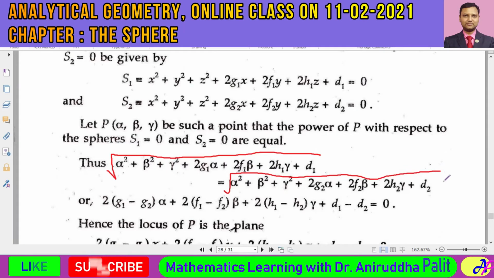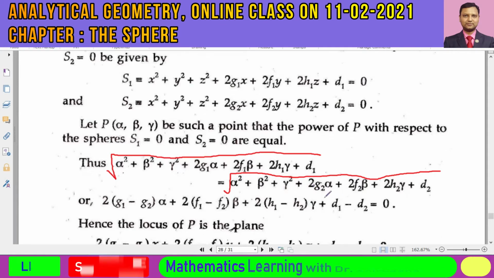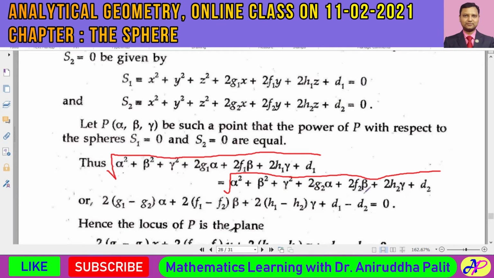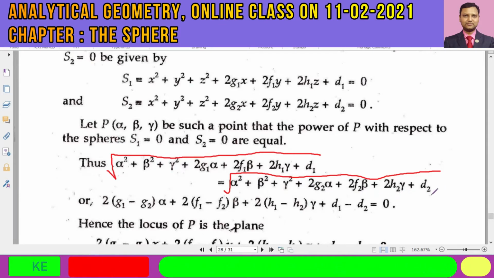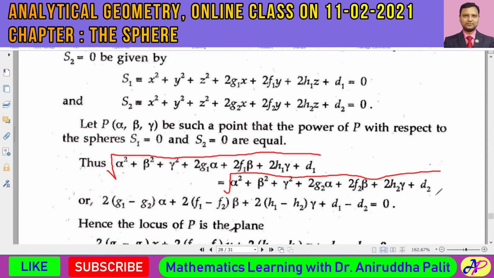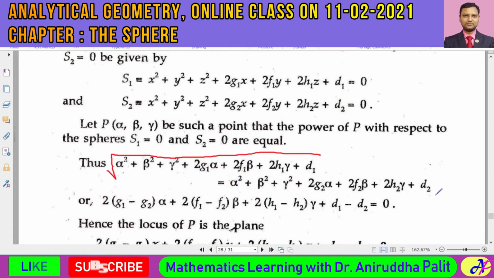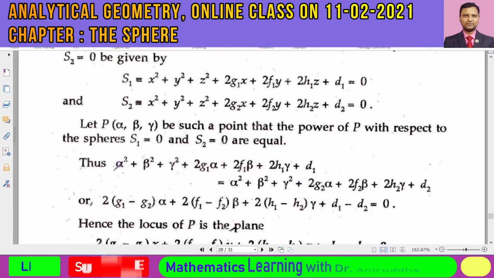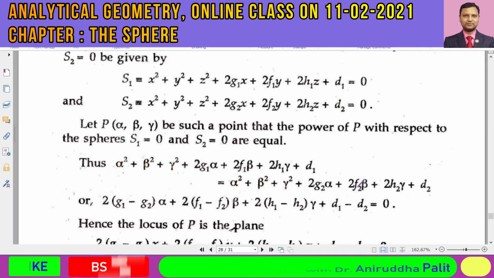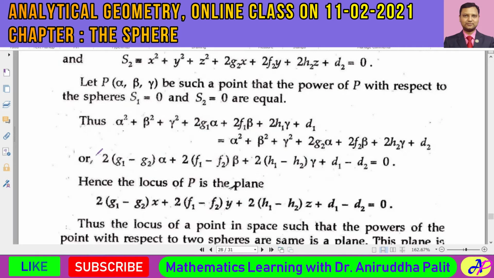as the expression alpha square plus beta square plus gamma square plus twice G2 alpha plus twice F2 beta plus twice H2 gamma plus D2. All right, so if these two expressions become same, in that case we can equate them. And what we observe is that these three quantities, alpha square, beta square, and gamma square, will get cancelled, and ultimately we get this kind of result.